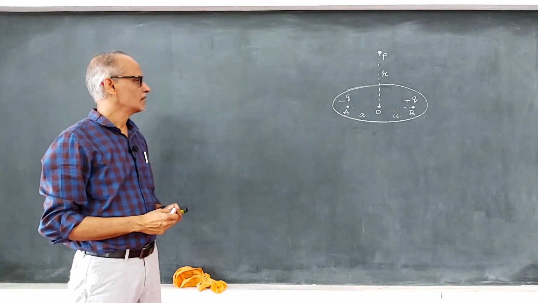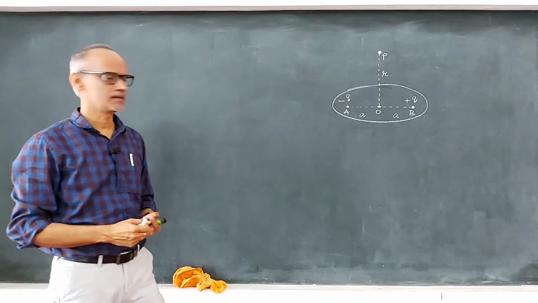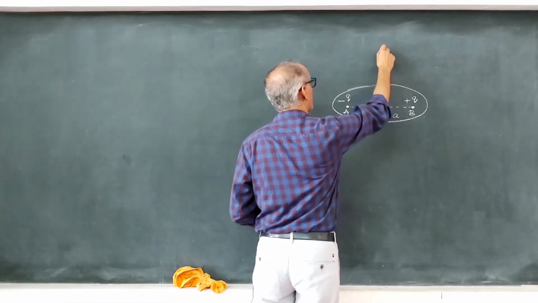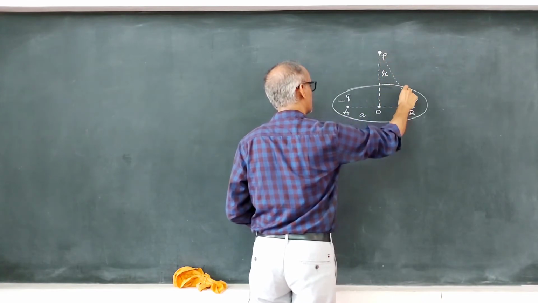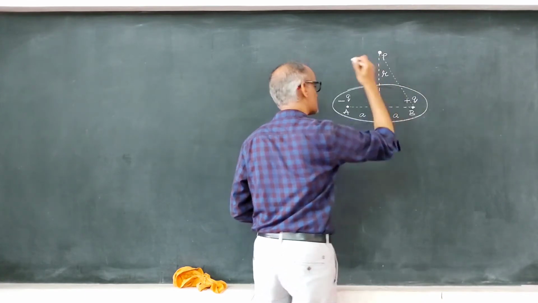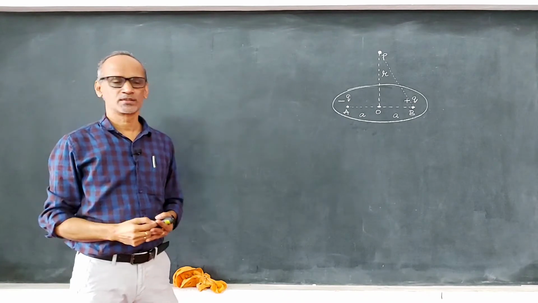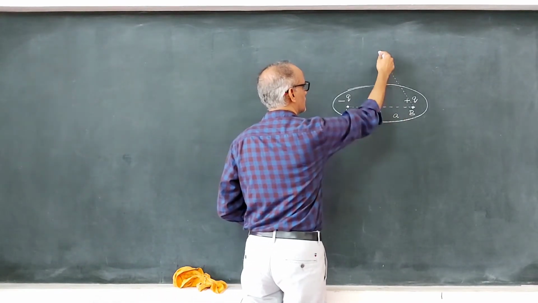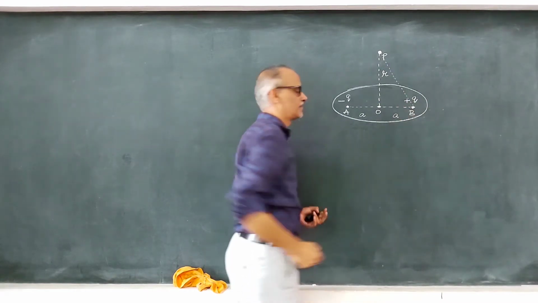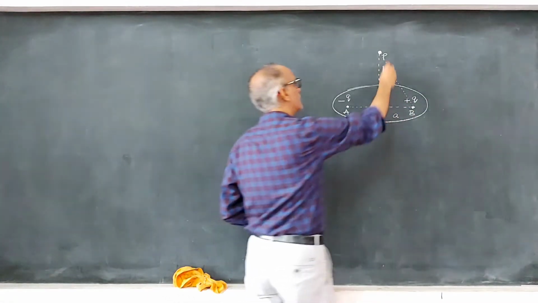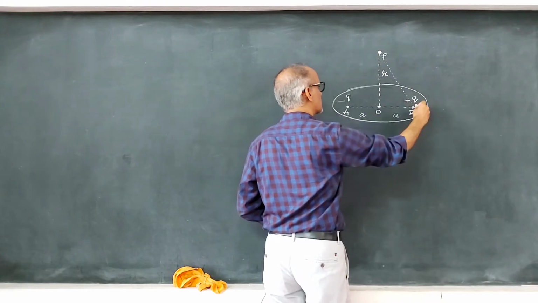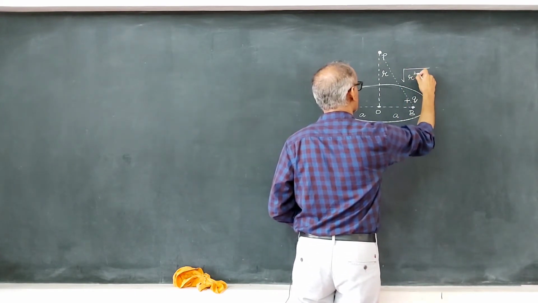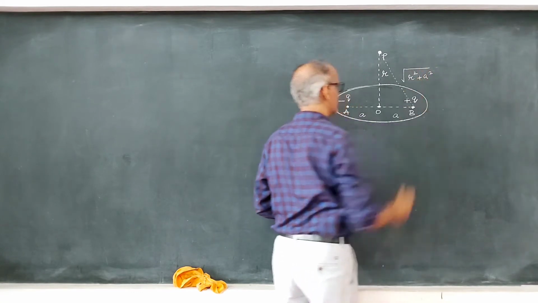Let's first decide what is the distance between the charge and the point, because we want that distance to find the electric field. This is r, this is a. According to the Pythagoras theorem, this particular distance is nothing but the square root of r square plus a square.